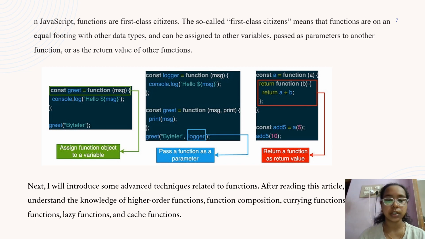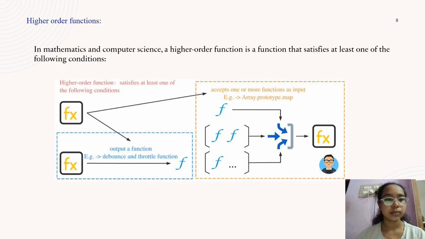Advanced functions related to higher order functions. In mathematics and computer science, a higher order function is a function that satisfies at least one of the following conditions. Output a function. It will accept a function.